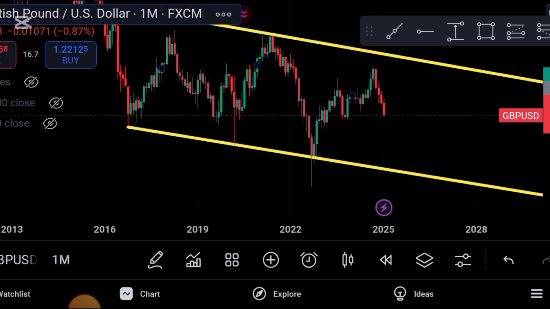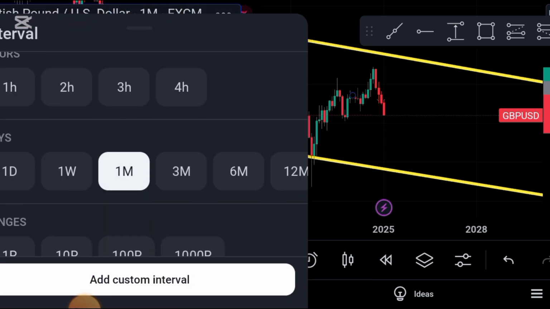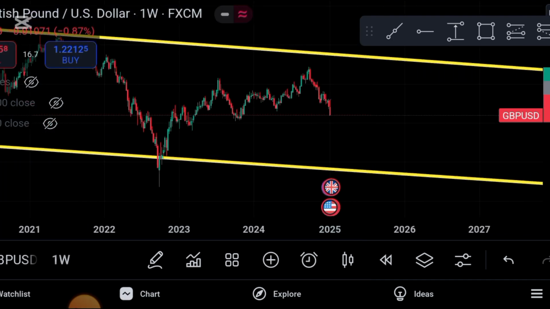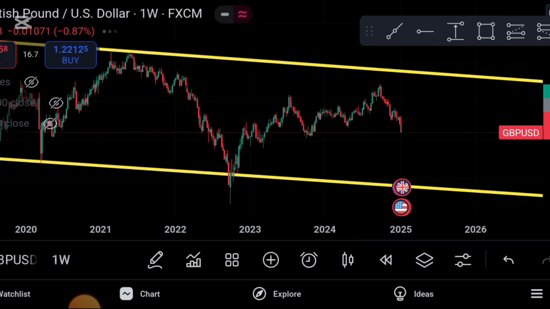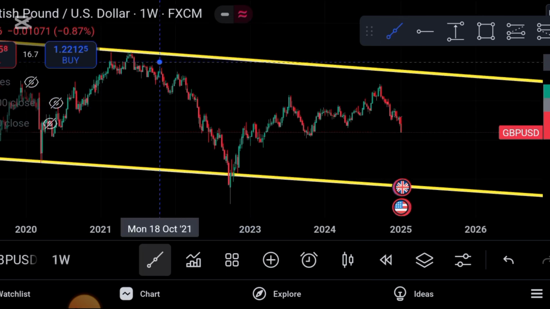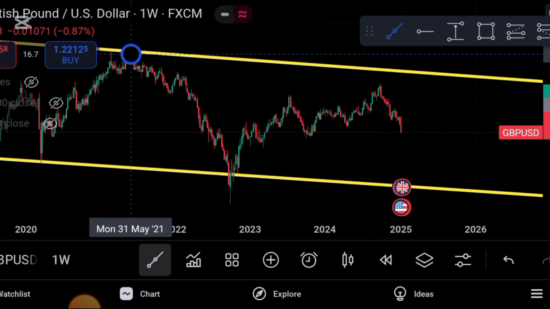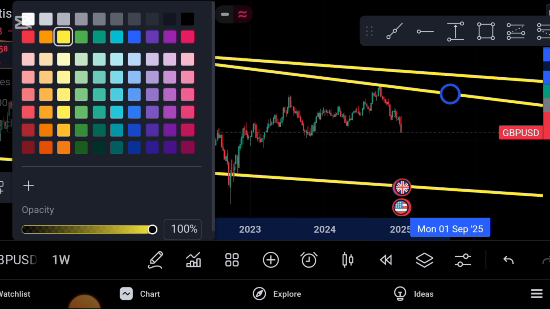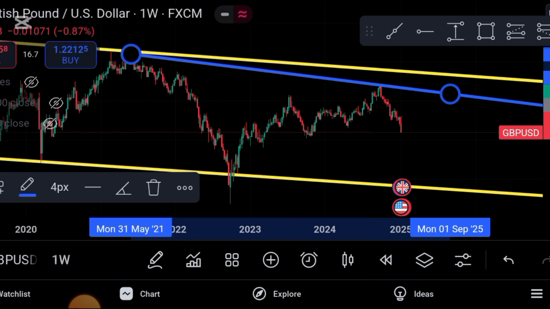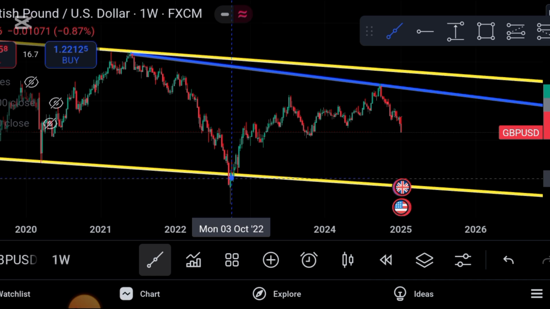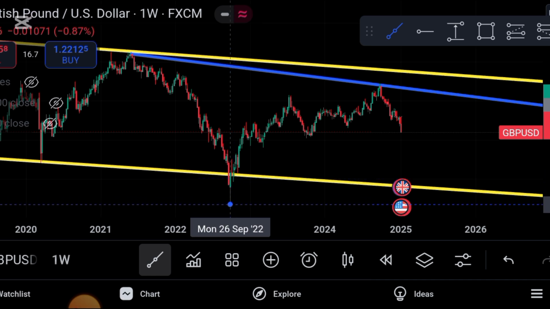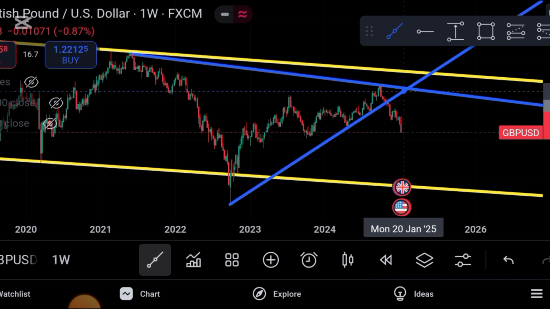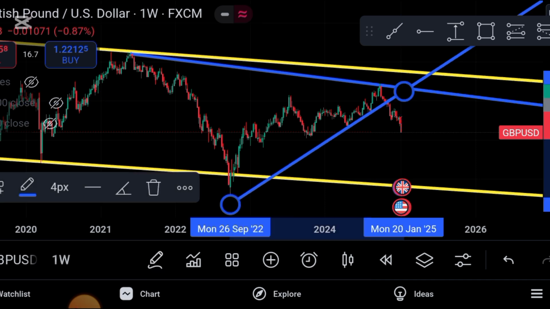Now we're going to go to our weekly chart. We're looking at our most recent price action as well. Take our ray from this chart right there to the bottom. We're turning this one into a blue. We're going to draw our next trend line from this bottom here up until there. So that got broken out of.